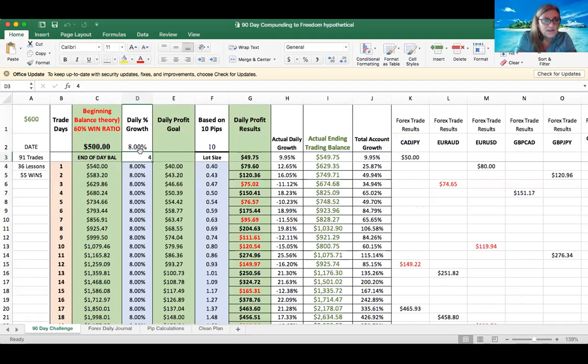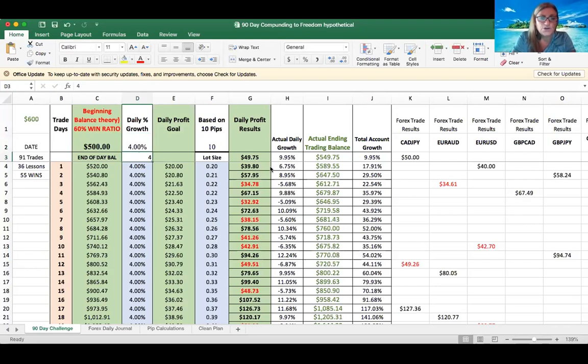So you're basing it on a daily growth. 8% is super high. Even the best hedge fund managers are at 4 and 5% growth annually. So 8% is really high. You can change that to 4, 5, 2, 10, or whatever you want, and if you change the numbers in the sheet, it gives you what you need to do. For this particular one, your daily profit goal is $20, based on 20 pips.